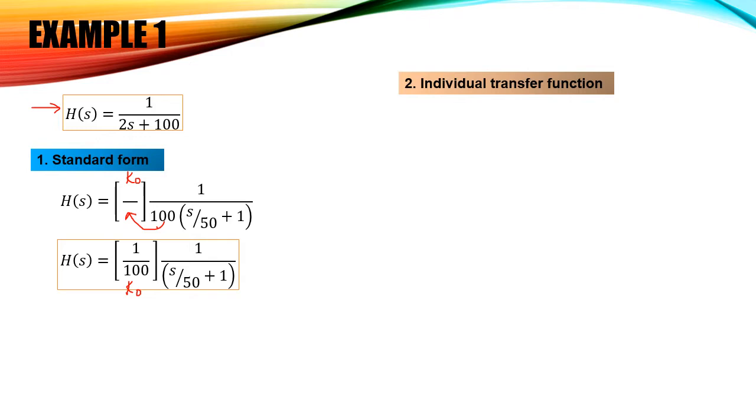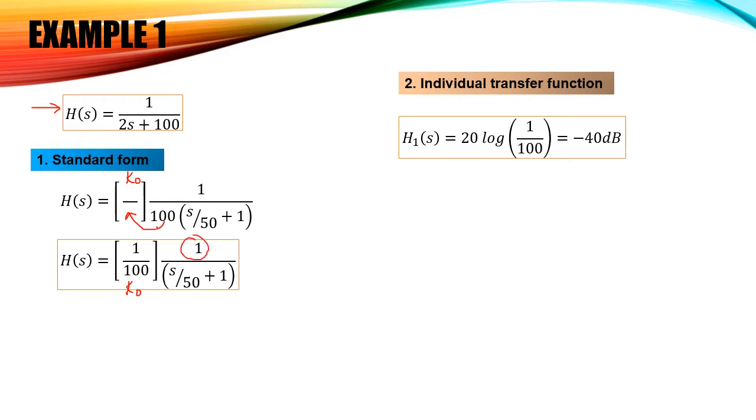Next you need to write down the individual transfer functions. First we have the constant, 20 log 10 of the constant 1 over 100, equal to minus 40 dB. Next we look at the numerator. We don't have any s outside the bracket or inside the bracket, so no zeros.